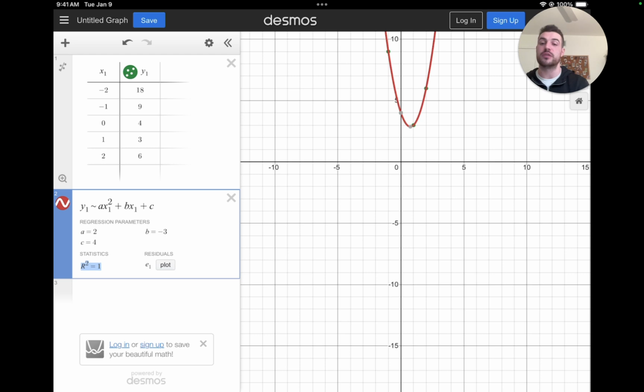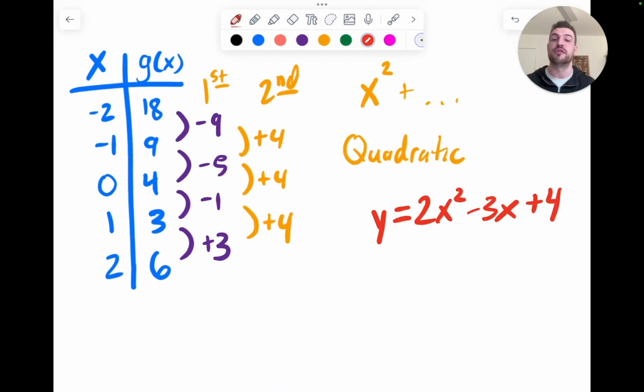What really tells us is this r squared value here. The r squared value is very important. The closer it is to 1, the better the fit. Well, here it is exactly 1, so this tells us this is a perfect fit. It is perfect. So that's how we know that this is in fact a quadratic, which confirms what we did before with our finite differences.